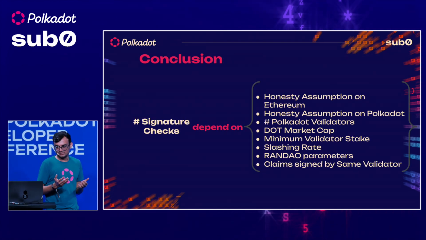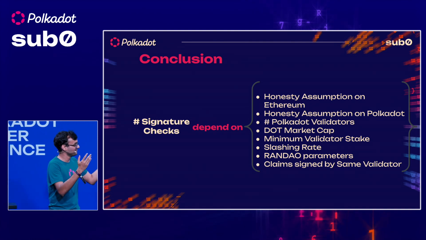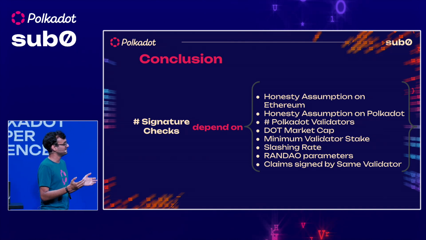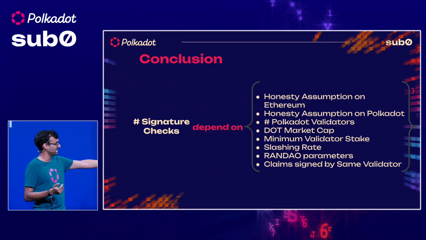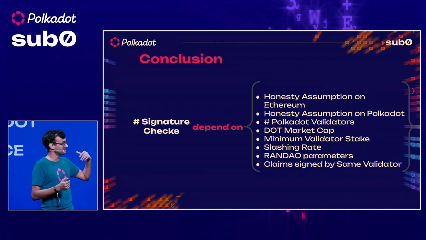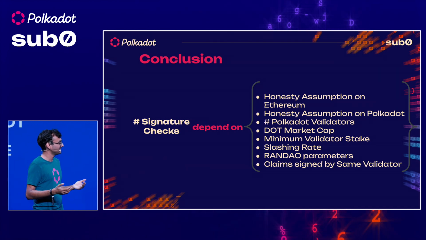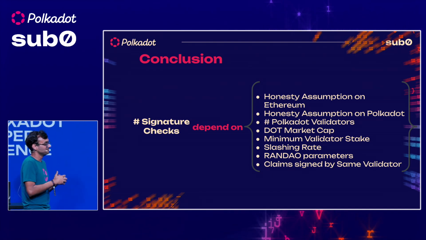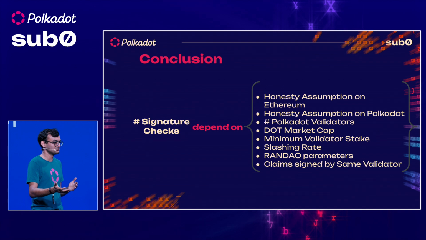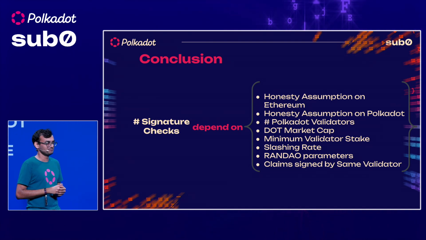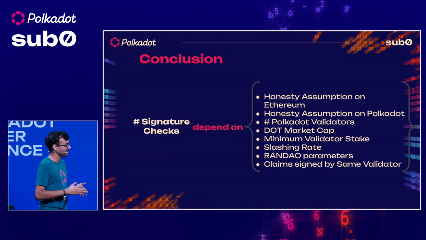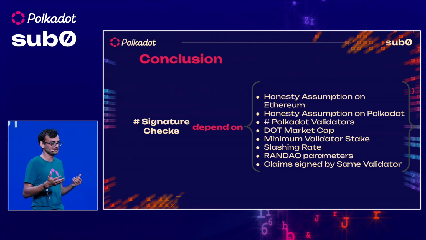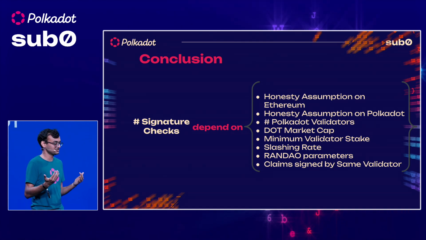So to conclude, right, I didn't give you the final equation, but from this analysis, we figured out that the security parameter depends on all of these variables, right? The honesty assumption on Ethereum, the honesty assumption on Polkadot, the number of validators, the maximum possible attack value, the minimum validator stake that a validator will lose if he is signing a malicious block, and the slashing rate, which we have set to 50% right now because there is no reason for a validator to sign a malicious BEEFY block because of networking issues, right?